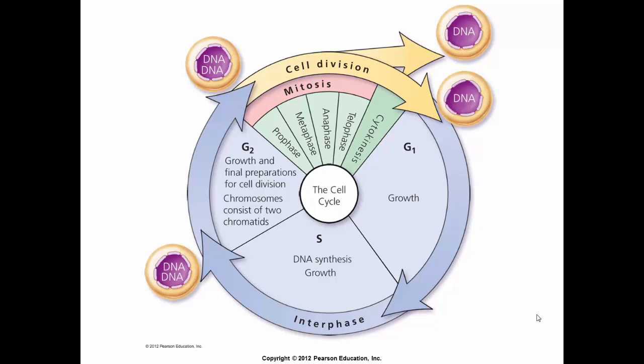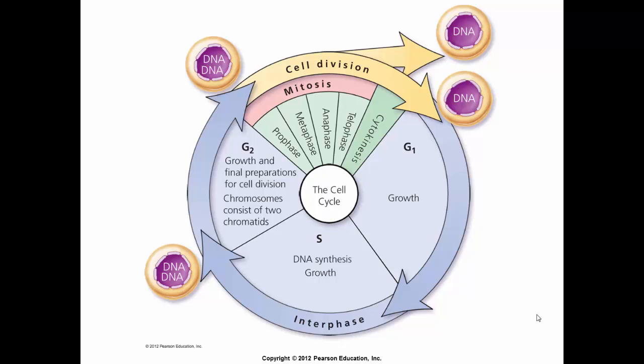This image shows interphase, which runs from the growth phase G1 through the S phase, DNA synthesis, through G2 growth and final preparations for cell division. Mitosis itself consists of the phases of prophase, metaphase, anaphase, telophase, and then there's cytokinesis. So cell division runs from prophase through cytokinesis. Interphase is the longest of the two phases.